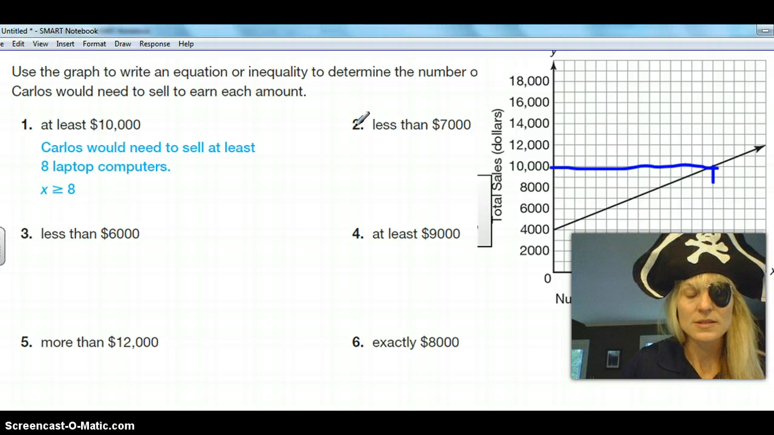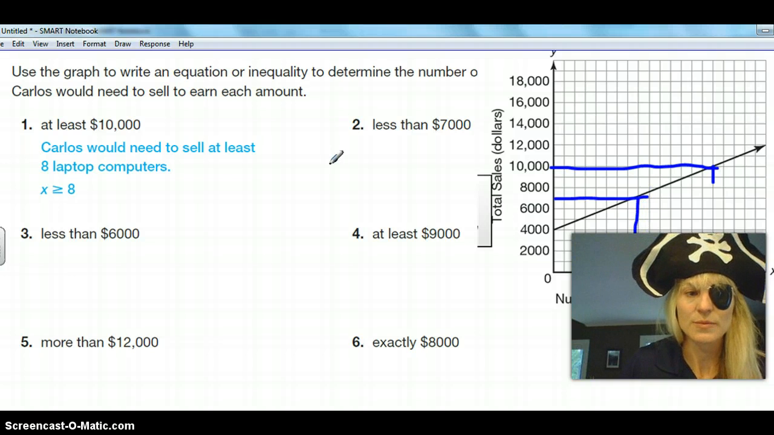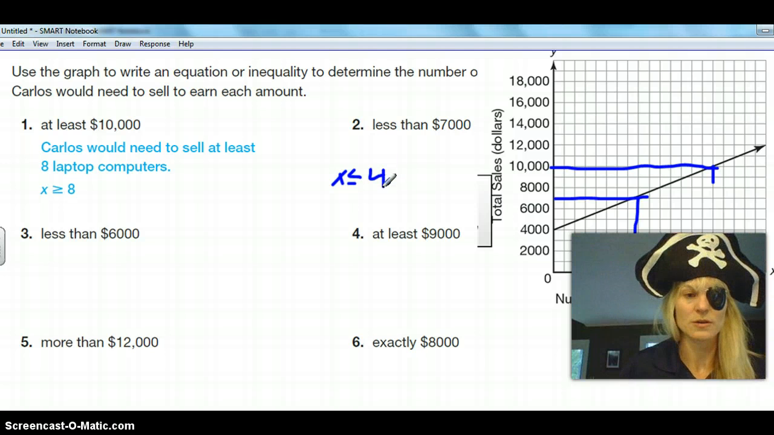Okay, so now let's look at this one. It says less than 7,000. So we want to come over here and find 7,000. How many computers will he have to sell to make 7,000 or less? If we look right here, that would be 4 laptops. So we'd have to say x is less than or equal to 4, because we want the equals to, because it included 4 computers, right?